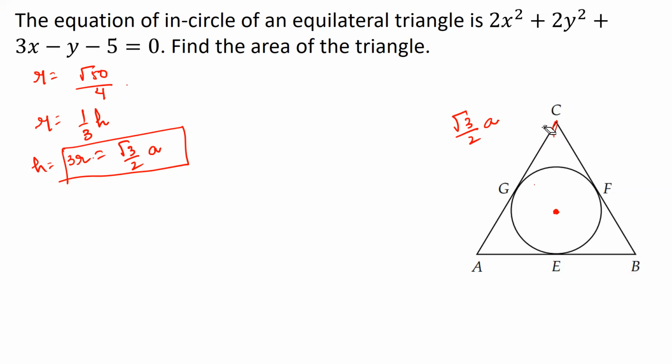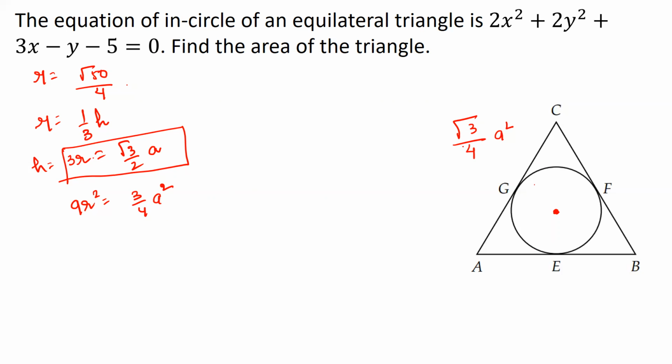And we know that the area of the equilateral triangle is actually given by √3/4 a square. This is what we need to find out. This is the area of an equilateral triangle in terms of its side. So all we need to do is just find out the value of √3/4 a square. So let's expand this thing, square both sides. So what do we get? 9r square is equal to 3/4 a square.